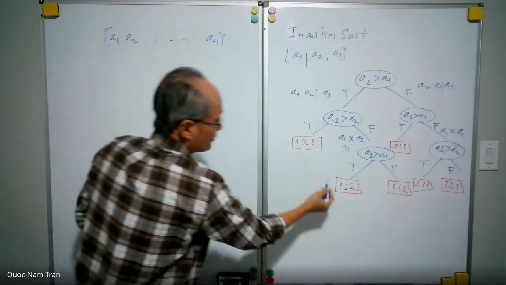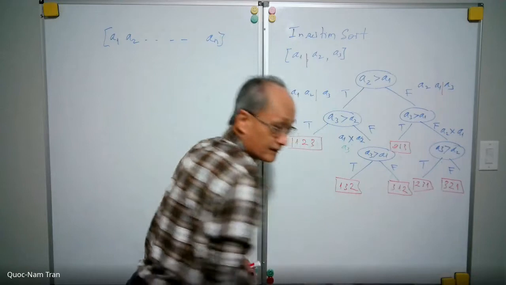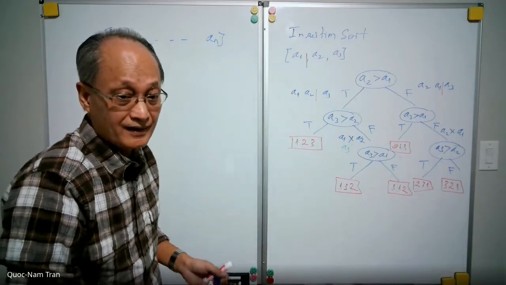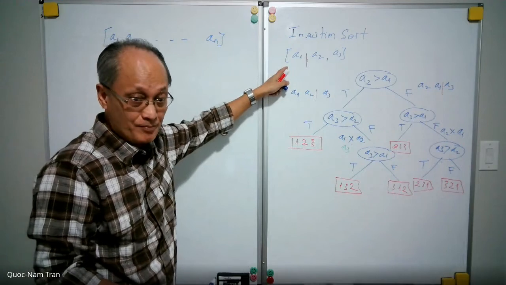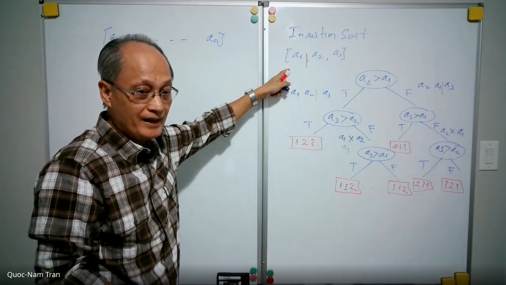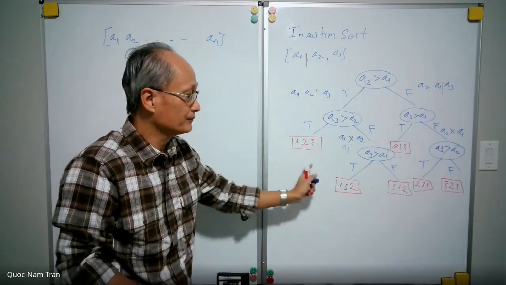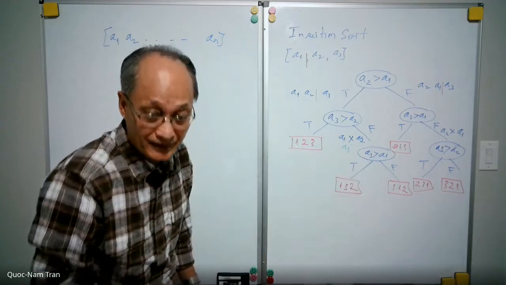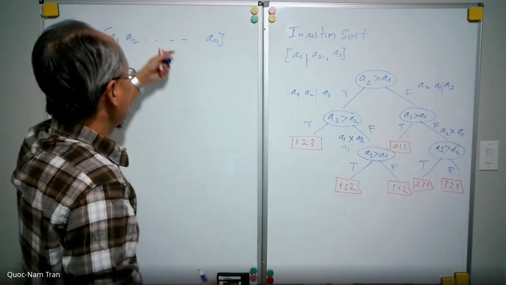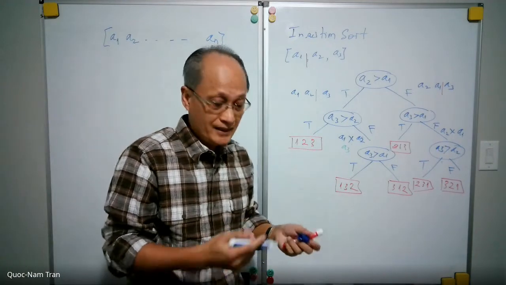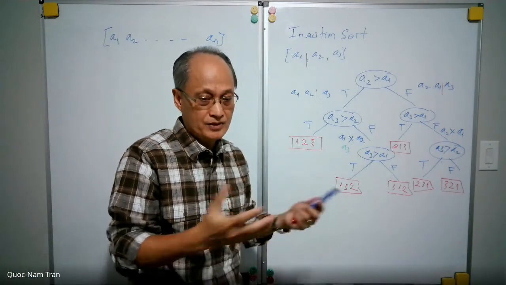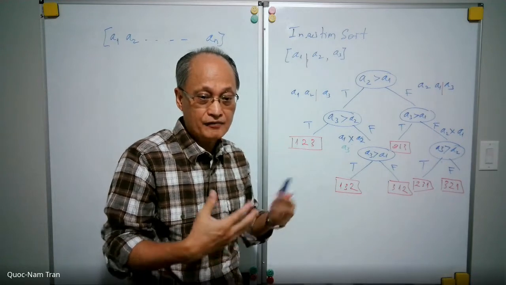How many possible results? In this case, I have 3, right? Then I know that I will have 6 of them. In general, if I have n arbitrary elements, then the number of possibilities is n factorial.